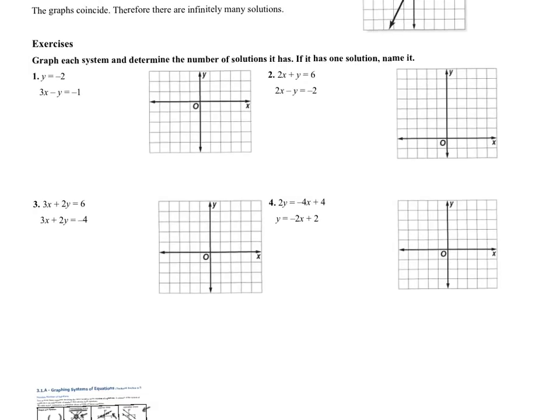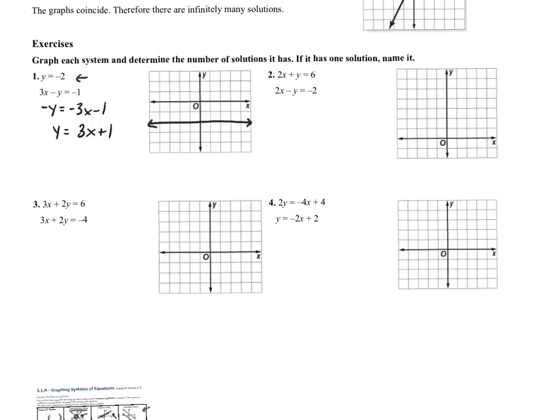Let's take a look at number 1. I'm going to graph these two lines. y is equal to minus 2 is just a horizontal straight line through minus 2. The other one I don't like the way it looks, so I'm going to turn it into y equals mx plus b form. I'm going to add 3 to both sides, subtract 3x from both sides, and then divide by -1. So I end up with that line.